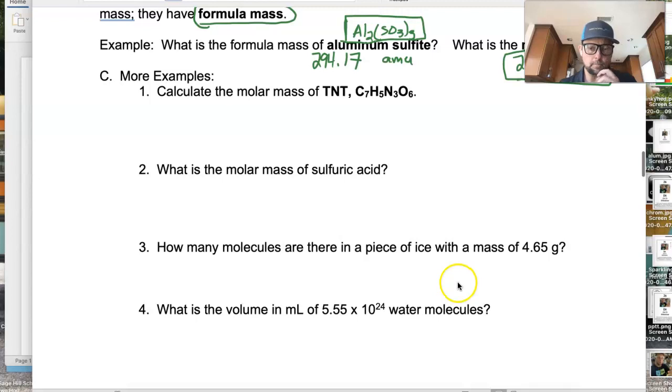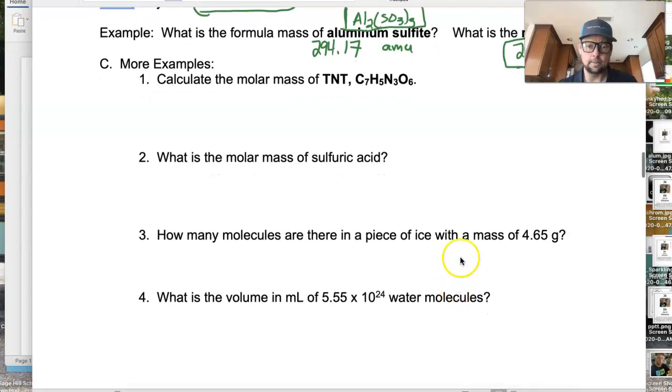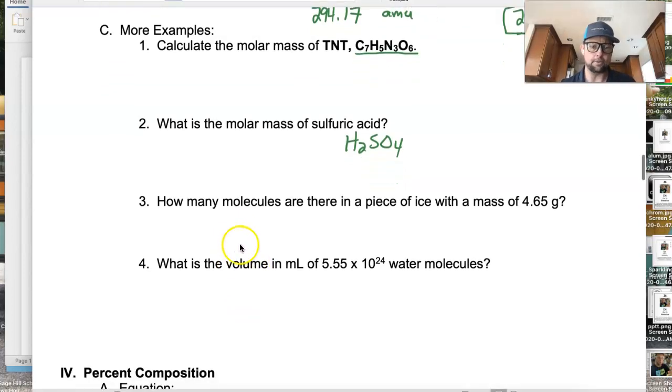Lastly, let's do number 3 here. This is just a little bit bigger formula. We would add up all the atoms and find the molar mass of, say, sulfuric acid, H2SO4, and add those up. We have multiple examples on our homework of this. But I do want to do number 3 as our last example. How many molecules are there in a piece of ice with a mass of 4.65 grams? If you want to pause this and do it on your own, or if you just want to have me on in the background, I'd like you to go through this on your own.